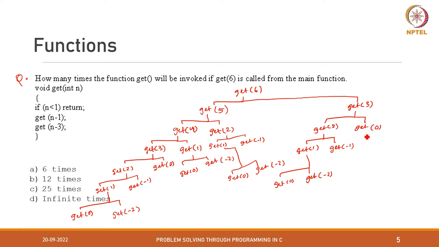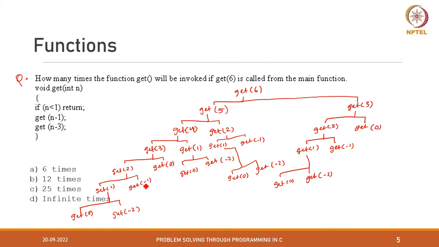So why did I stop at 0, minus 1 and minus 2? Because if n is less than 1, then it will simply return. It will not move to the next statement. So it will not execute the next get statements if return is executed. That is why I stopped if I got get of 0 or get of minus 1 or get of minus 2.